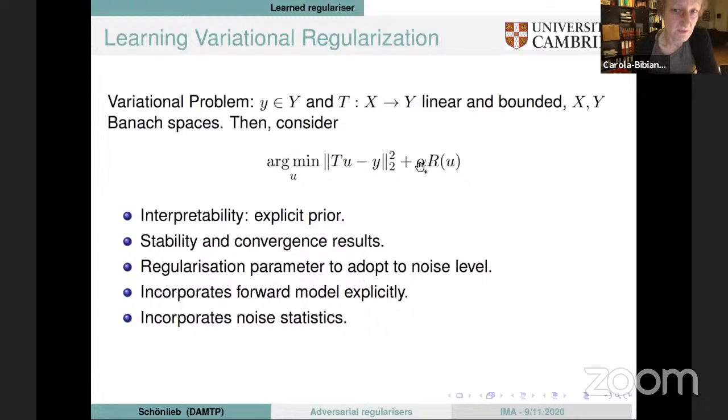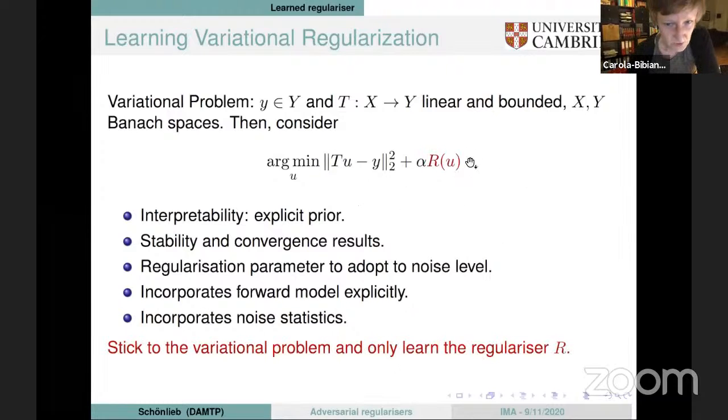I can use the regularization parameter also to adapt to the noise level. And talking about the noise, I can also incorporate the distribution of the noise very explicitly in how I choose the data fidelity, the data discrepancy term here. And I have my forward operator. This is also a super important reason, that my forward operator I always keep when I'm looking for solutions U. So the only thing really I want to learn is the regularizer. All of the other stuff I'm keeping.